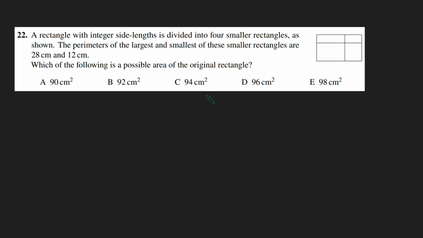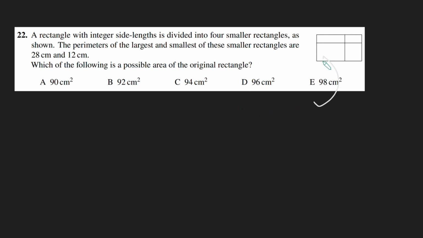I've got a fun problem from the Intermediate Maths Challenge, which is like a competition maths problem set for students in year 9 to year 11, so that's around age 13 to 16. Anyway, we have a rectangle with integer side lengths divided into 4 smaller rectangles as shown. The perimeters of the largest and smallest of these smaller rectangles are 28 centimeters and 12 centimeters.